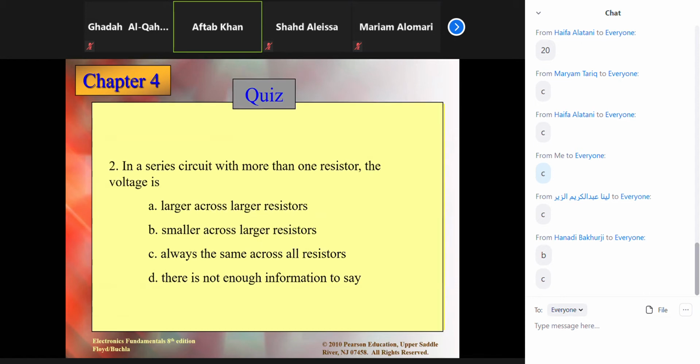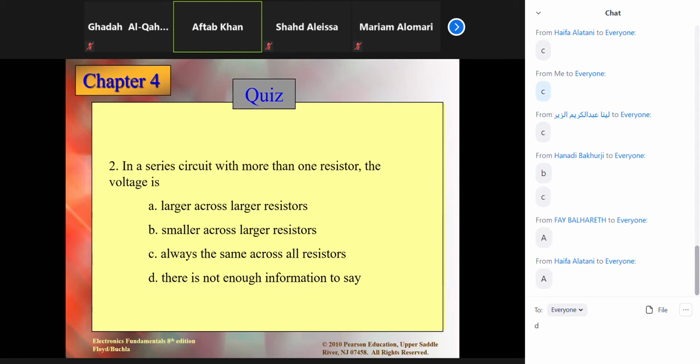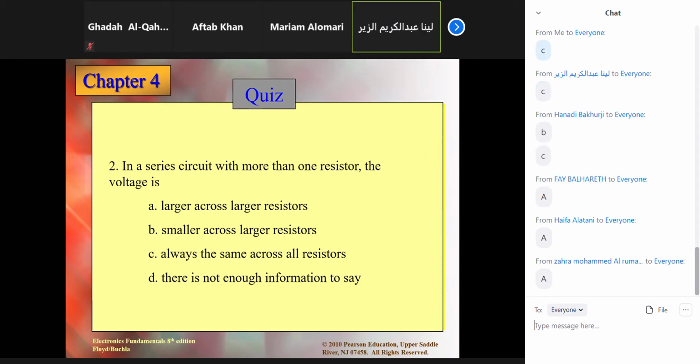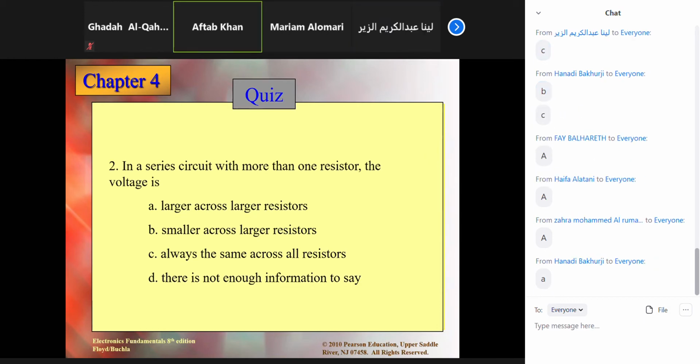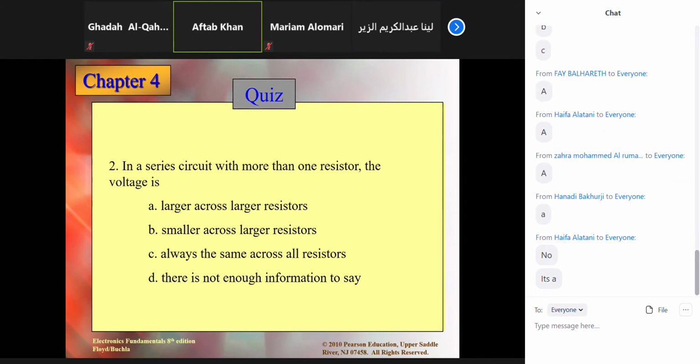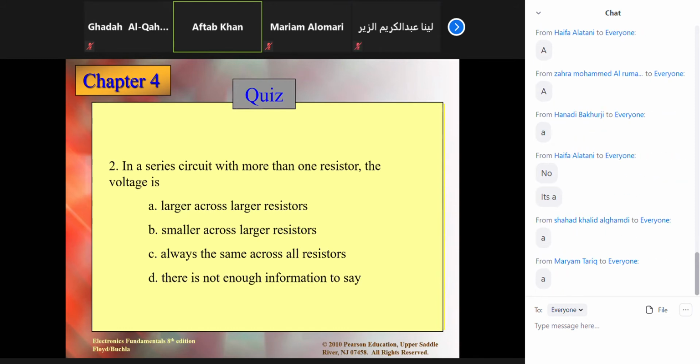Okay, see the next one. B or A? A. Okay. Is it A, larger across larger resistors? B says smaller across larger resistors. It's about voltage. So for voltage, a larger resistor has a larger voltage drop, and a smaller resistor has a small voltage drop. Keep that in mind. So the answer is A.